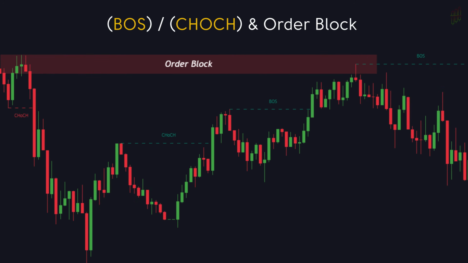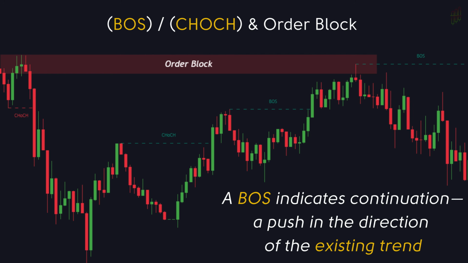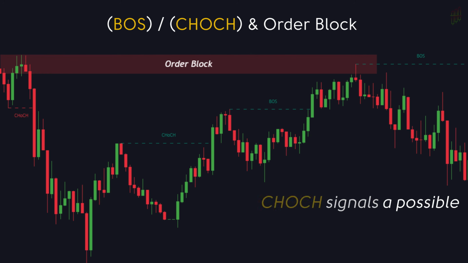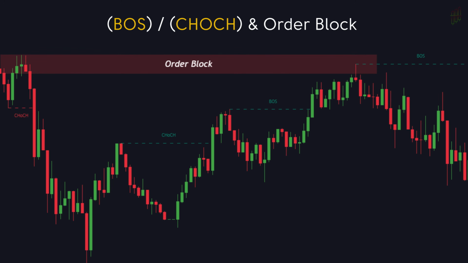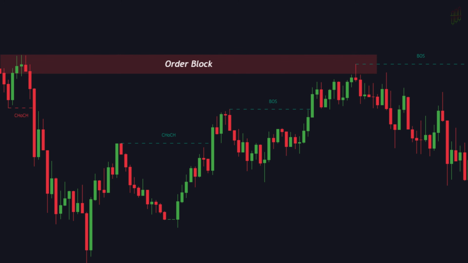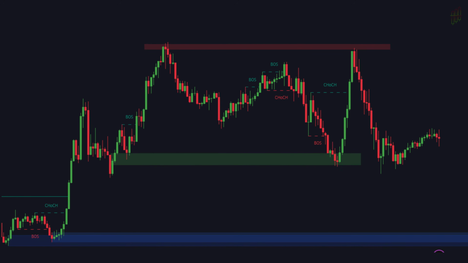The second rule is the presence of a break of structure, BOS, or change of character. In simple terms, this is the market's way of confirming that something significant has occurred. A BOS indicates continuation, a push in the direction of the existing trend, while a change of character signals a possible reversal or shift in market sentiment. When an order block forms and moments later the price breaks a key structural high or low, it tells you that the market has reacted strongly enough from that zone to create a meaningful shift.